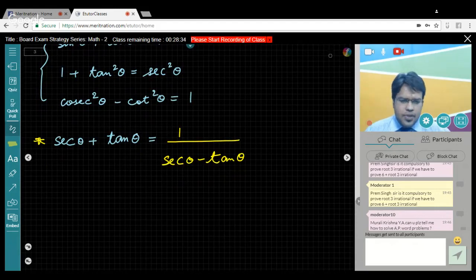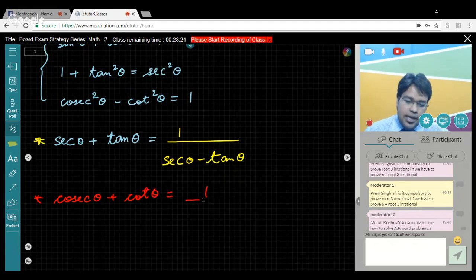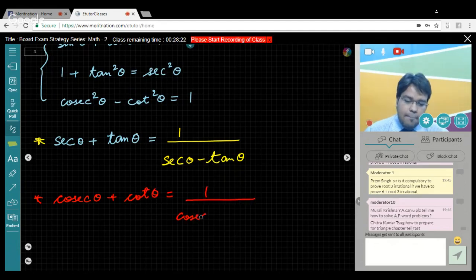And another one that we have is the cosec theta and cot theta one. That cosec theta plus cot theta is also equal to 1 by cosec theta minus cot theta, right? So please make sure that you have noted these two, because these two are being asked quite frequently in the past few years of proving trigonometric questions.